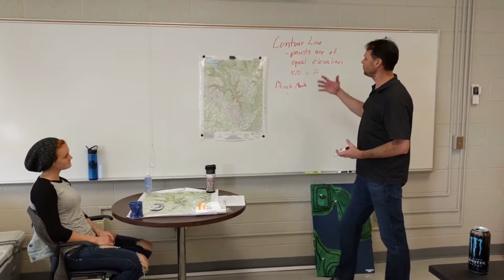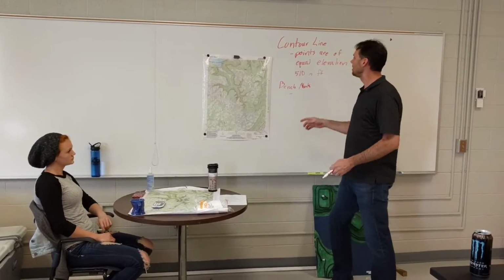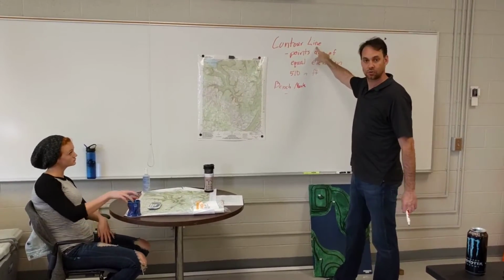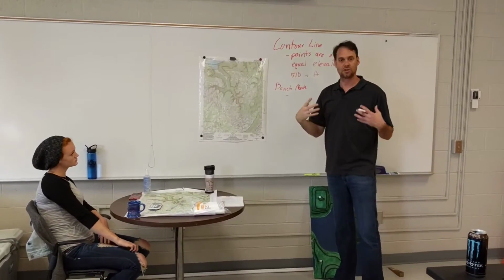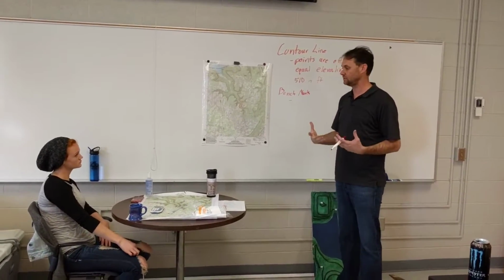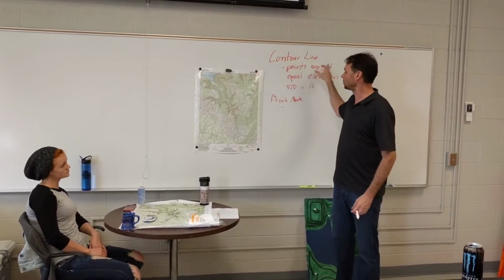Okay, so if we move through some of the really important features that are on our topographic maps, probably the most important is contour lines. Like we said, contour lines are points of equal elevation. So any section of points that are connected makes a line. So if we have points of equal elevation connected, we get a contour line.